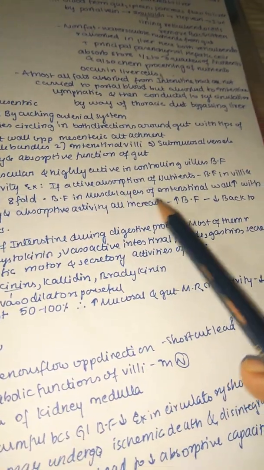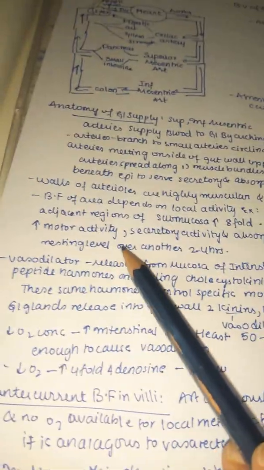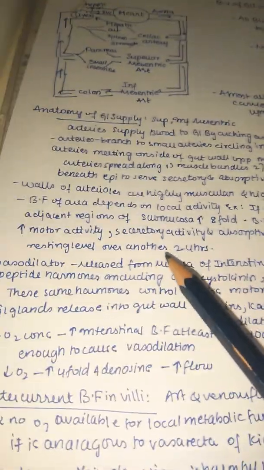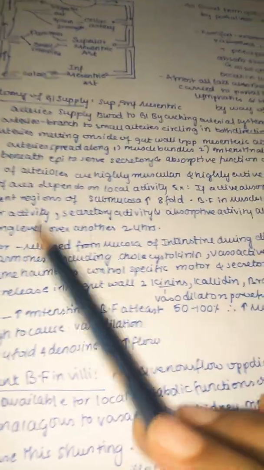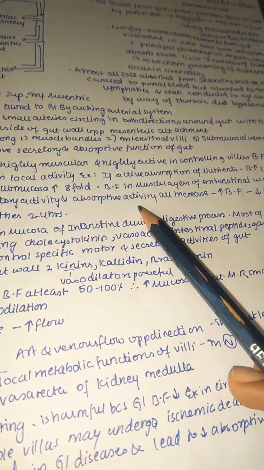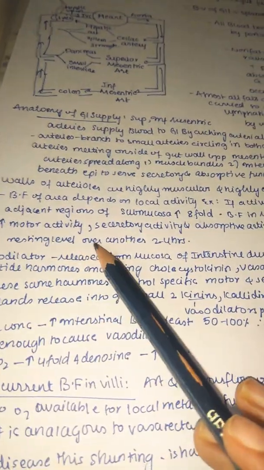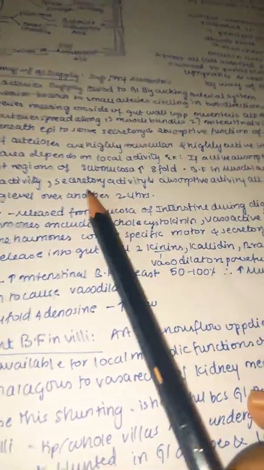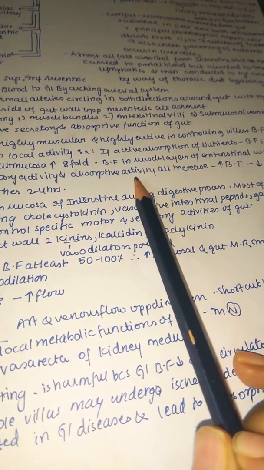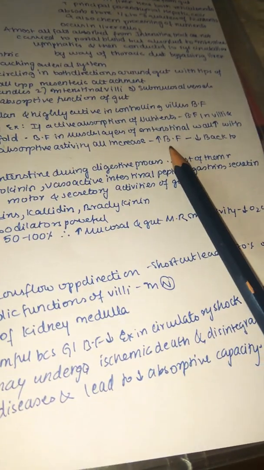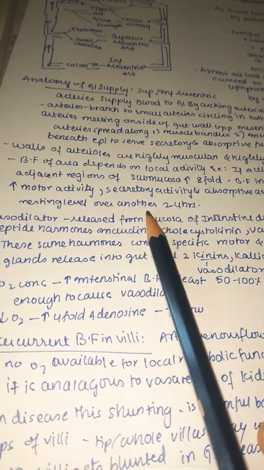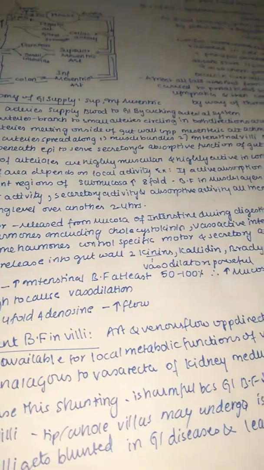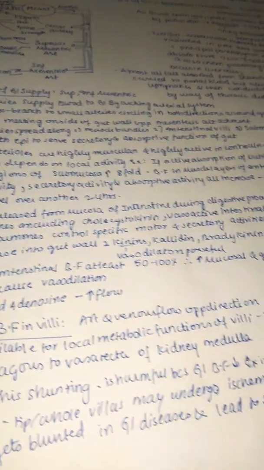So blood flow in the muscle layers of the intestinal wall and the adjacent regions of submucosa increases with increase in motor activity, and also secretory activity and absorptive activity all increase. So remember, motor activity, that is movement, peristalsis, all those activities, and also secretory and absorptive activities increase. So all increase, and that leads finally to increase in blood flow, which then decreases back to the resting level over another 2 to 4 hours. Of course blood flow increases now, but later it will come back to normal in just 2 to 4 hours.